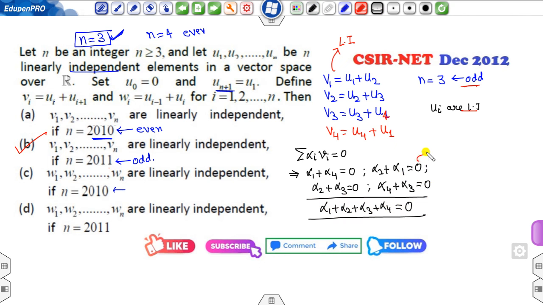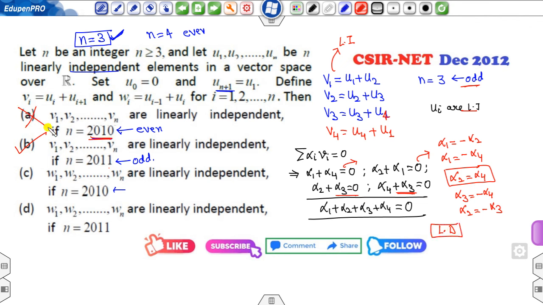But you can see from this case, alpha 1 is minus alpha 2, alpha 1 is minus alpha 4, so alpha 2 and alpha 4 are the same. But from this case, alpha 3 is minus alpha 4, alpha 2 is minus alpha 3. So all elements are a multiple of alpha 4. That means they are linearly dependent. So whenever n is even, this is linearly dependent.